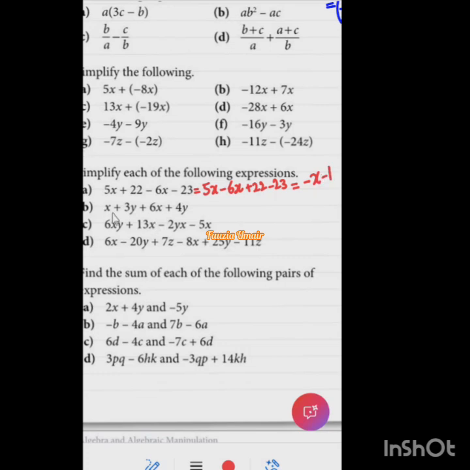So now the B part, there are 4 terms again. So what are the like terms? x plus 6x and plus 3y plus 4y. So now we will combine the like terms. So x plus 6x is 7x, and 3y plus 4y is 7y. Plus 7y.